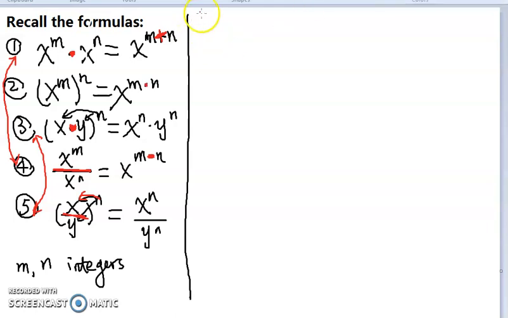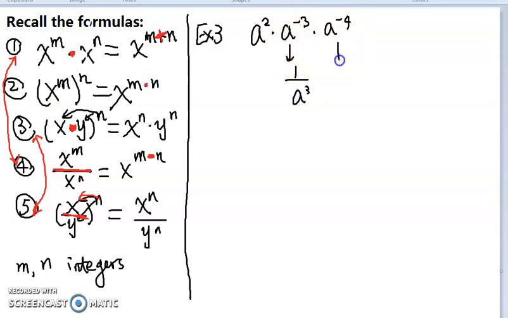All right, continuing, the next example will be example 3. We multiply a to the second times a to the negative third times a to the negative fourth. In the previous video, we discussed the definition of a negative exponent, which means flip the positive exponent. So we first ignore the negative sign, we get a cubed, and then we flip a cubed, we get 1 over a cubed. And similarly, a to the negative fourth means 1 over a to the fourth.